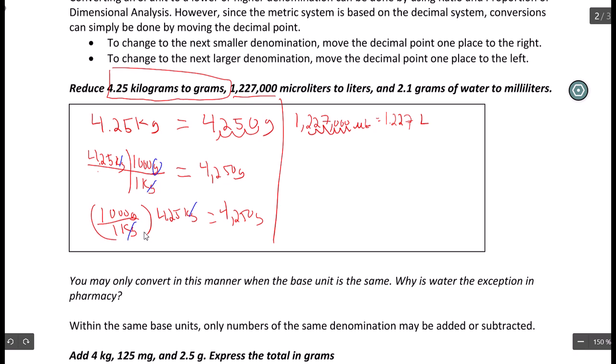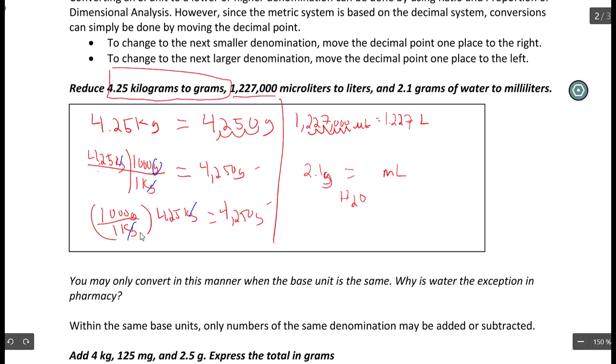Again, you can do a dimensional analysis, or you can do it by ratio and proportions. The last one is 2.1 grams. How many mLs is this if I have this of water? Now this is H2O. So 2.1 grams of water is equal to 2.1 mLs.